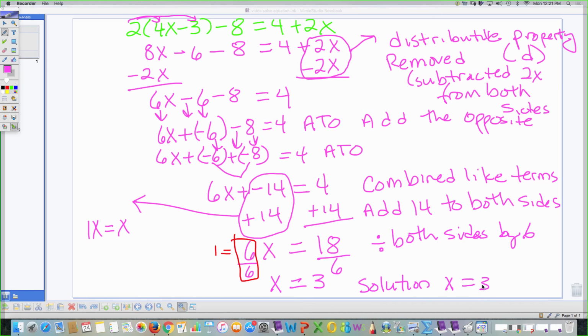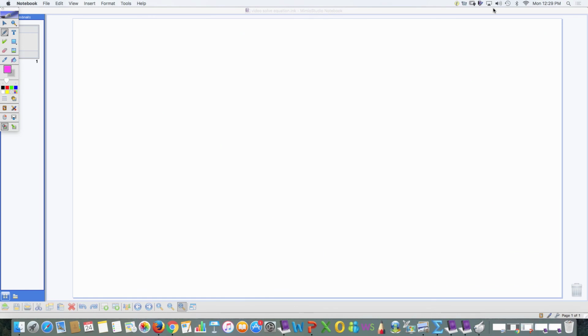And now we're going to prove it on the next video. We'll prove that it works. So to prove the solution, we would take the 3 and substitute it back in for the x everywhere we are in the original where we started, and see if both sides come out equal. If they do, yes, we got a solution. If they don't, then we might have made a mistake in here somewhere.